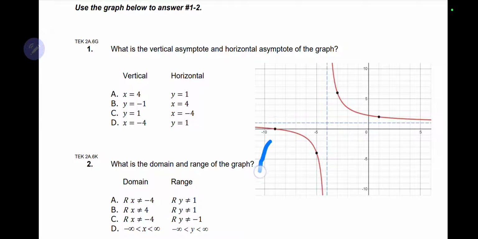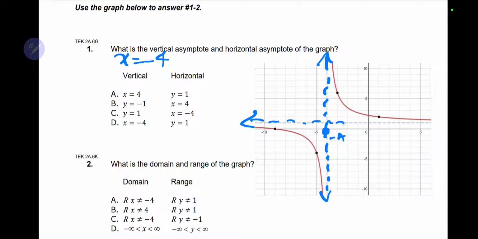What is the vertical asymptote and horizontal asymptote of the graph? So, remember, vertical is up and down, and it's always x equals, and so it hits right here at -4. So x equals -4 is our vertical asymptote. Our horizontal, from left to right, is always y equals, and it hits the y-axis right here at 1.